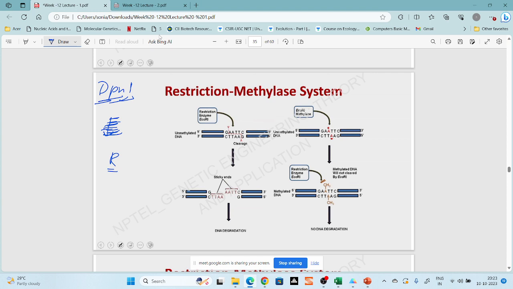How? Because the bacterial DNA is methylated, whereas the foreign DNA is not methylated. Therefore bacteria know how to restrict the entry of the foreign genome, and how to protect their own genome with the help of the methylase system. That is why it is known as the restriction methylase system: restriction of the foreign genome, methylase to protect its own genome. So its own genome is methylated, therefore it is protected, whereas the foreign genome is not methylated, therefore it is not protected.